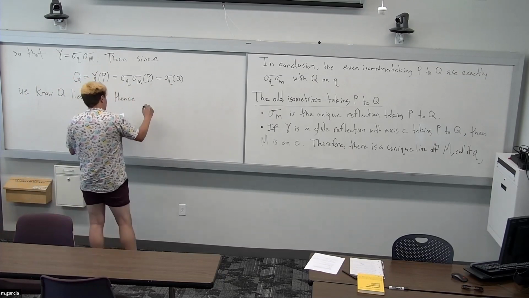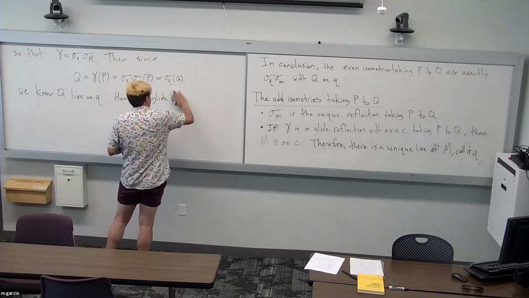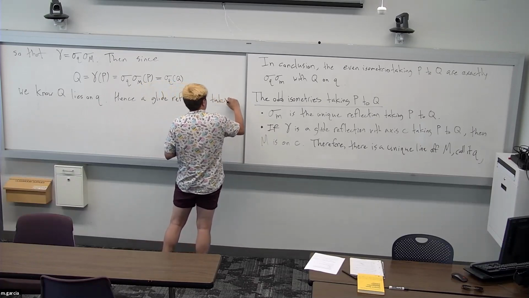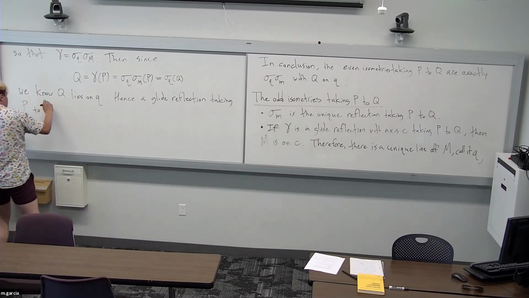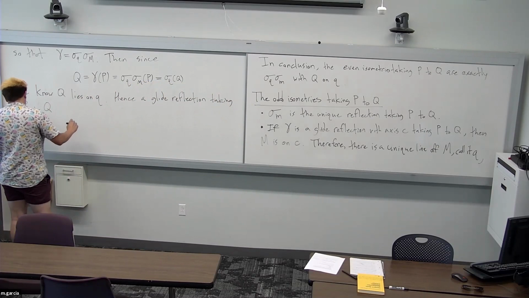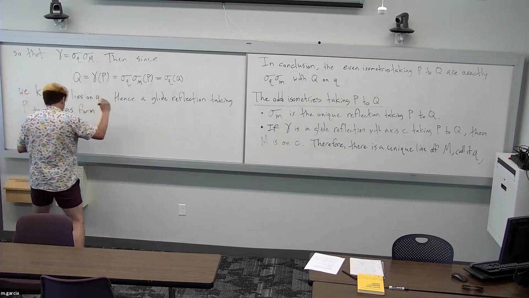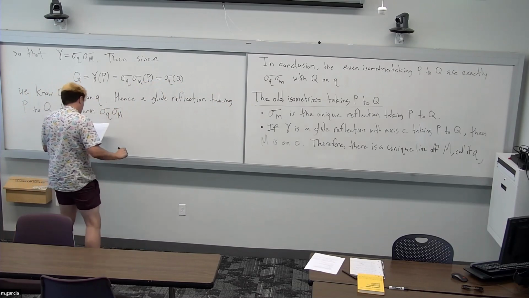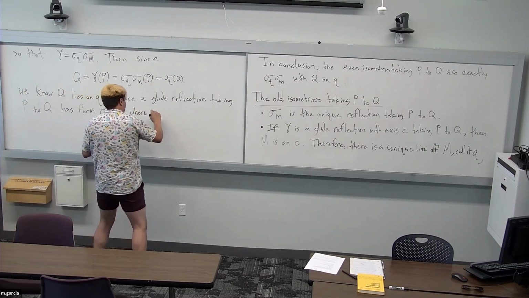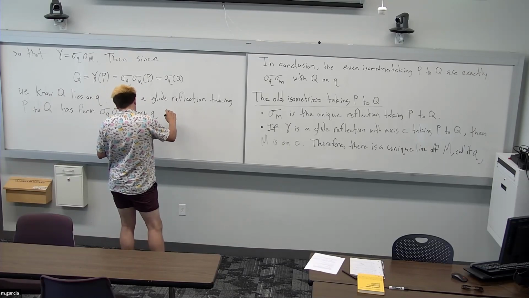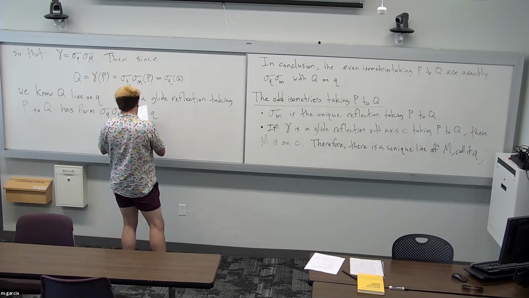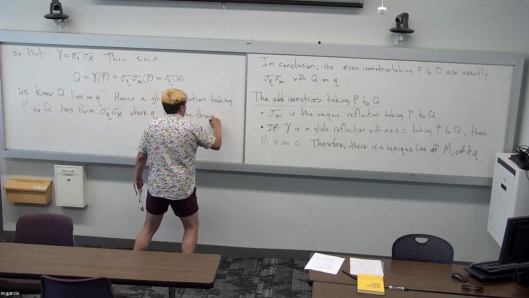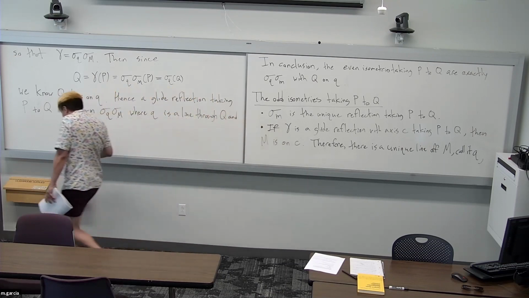Hence, a glide reflection taking P to Q has the form sigma q, sigma capital M, where q is a line through Q and off M.